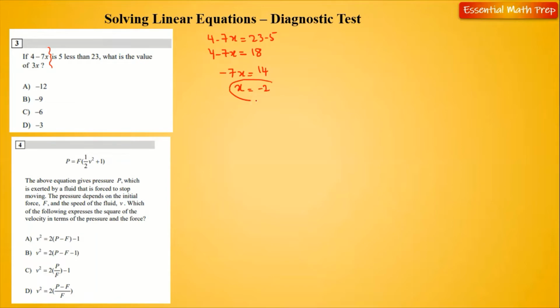So x equals -2. You're asked to determine 3x. So 3 times -2 equals -6. -6 is the correct answer.